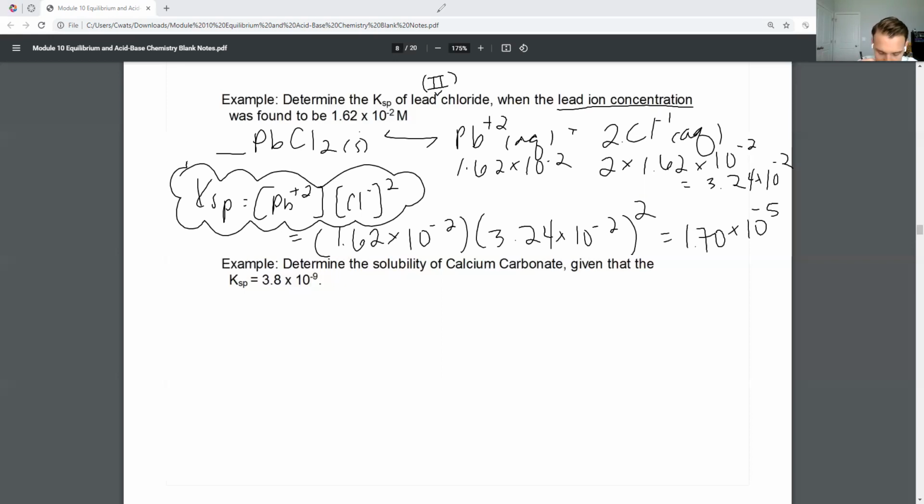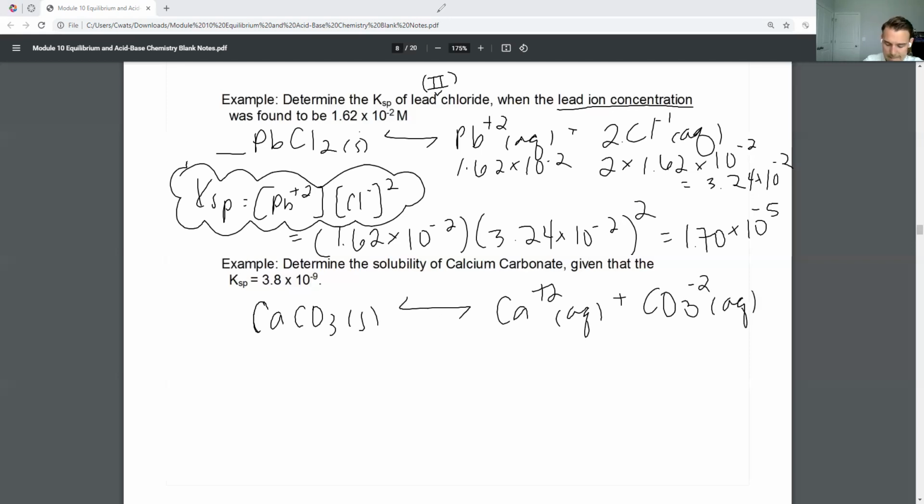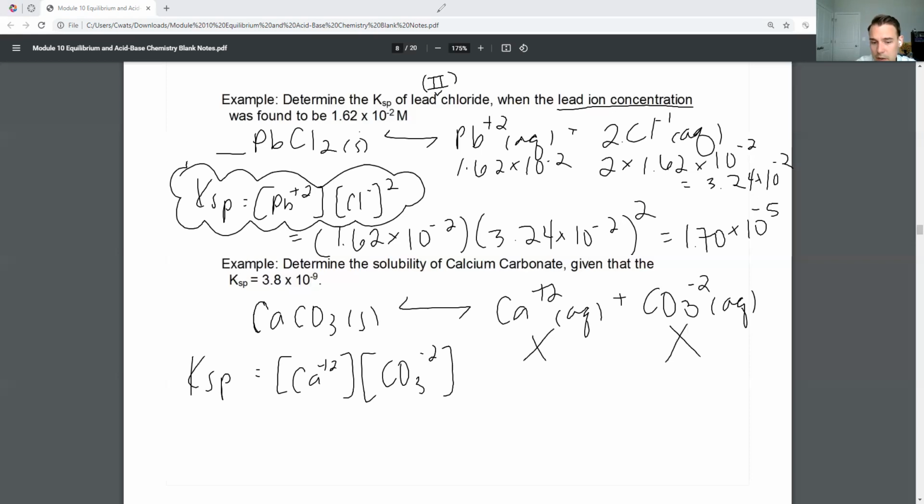One more question, it's asked a little differently. Determine the solubility of calcium carbonate given the Ksp is 3.8 times 10 to the negative 9th. Okay, calcium aqueous plus carbonate aqueous. I'm going to write out my Ksp. Now, what I'm trying to do is determine the solubility, so I'm trying to find this and this. Those numbers will be the same, because for every one of those, I get one of those and one of those. So plug in everything that I know.